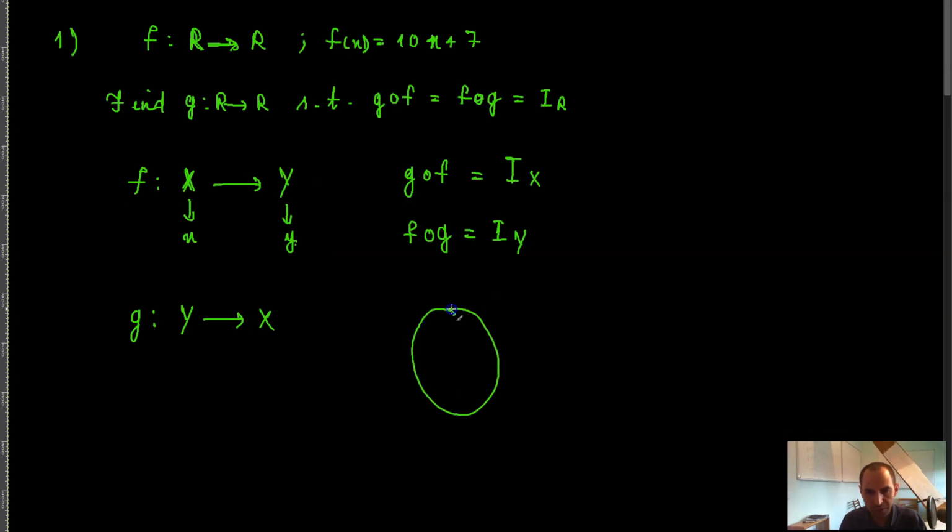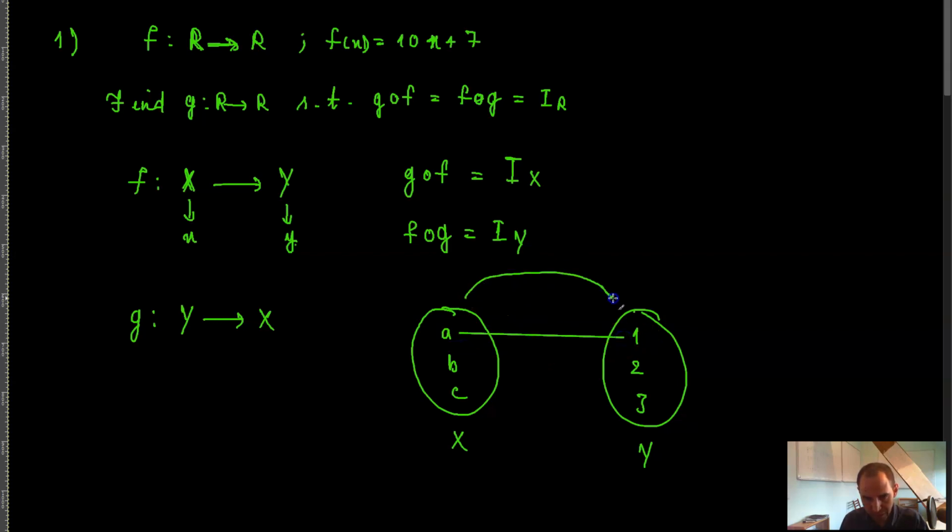Meaning that, for example, suppose that you have some function f here that goes from some x to some y, and you have a, b, and c here, and you have 1, 2, and 3 here, right? Suppose the function is one-one, and this is a mapping from x to y, let's call it f. Suppose that a is mapped to 1, b is mapped to 2, c is mapped to 3. Then of course it's possible to find some mapping from this set to this set that takes you from 1 to a, from 2 to b, and from 3 to c, right? And that function, whatever you want to call it, g for example, would of course logically be the inverse of f.